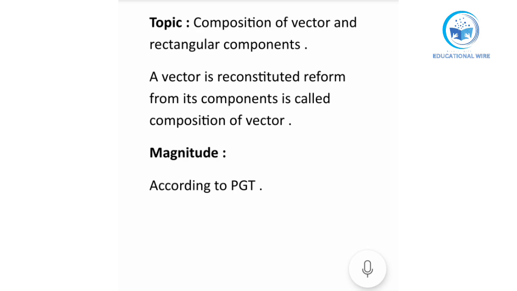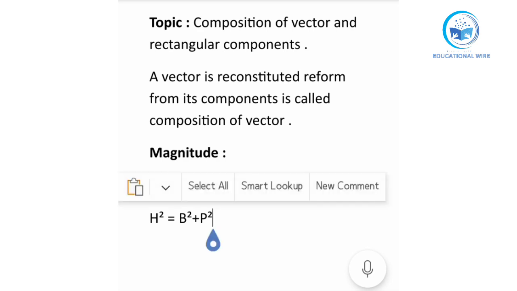According to Pythagoras theorem, we have h squared is equal to b squared plus p squared. Hypotenuse squared is equal to base squared plus perpendicular squared. So this is the definition of composition of vector: when two components combine together and reform a new thing, that's called the hypotenuse, or you can say the combination of two components forming another thing is called composition of vector.